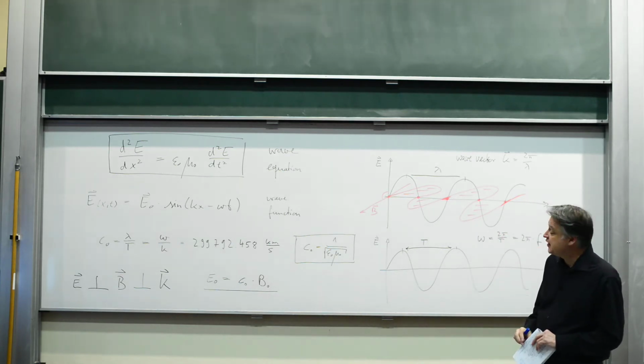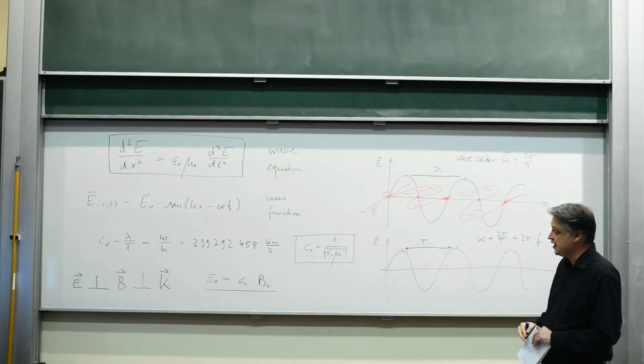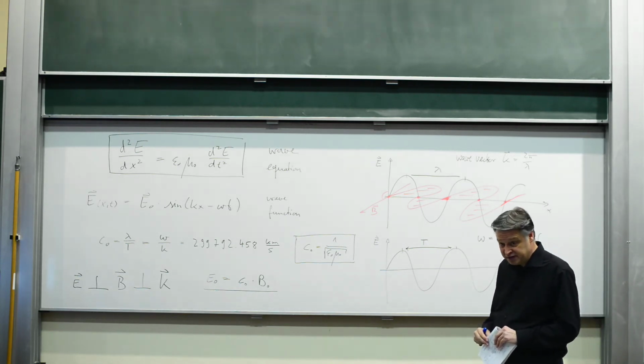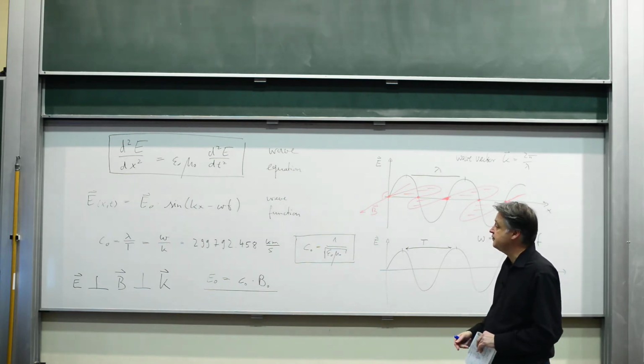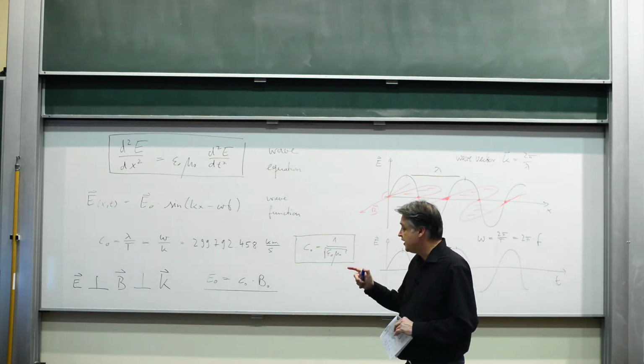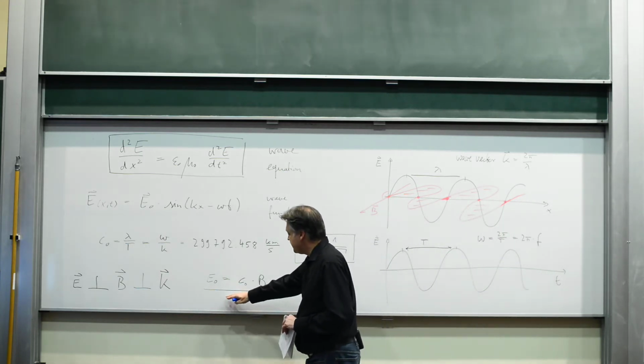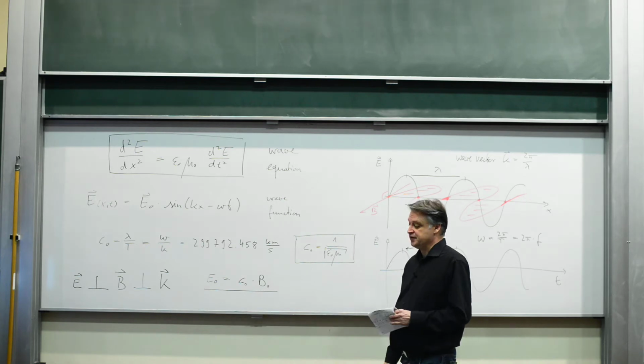Light is an electromagnetic wave. It always comes with electric field and magnetic field all together. They're both coupled to each other. Electric and magnetic field are perpendicular to each other, and the ratio between both amplitudes is the speed of light.